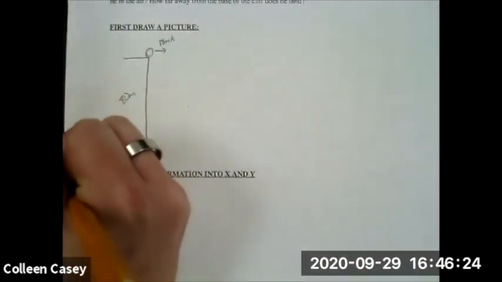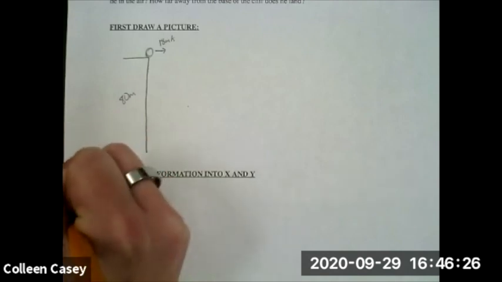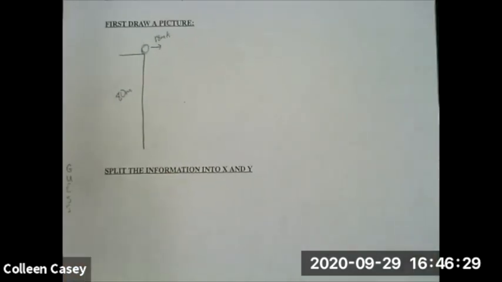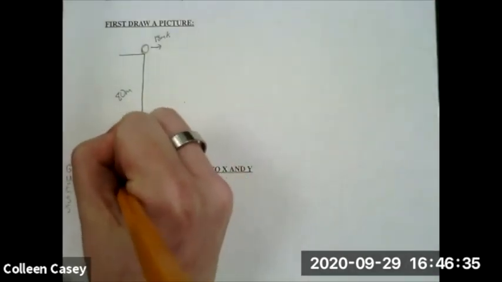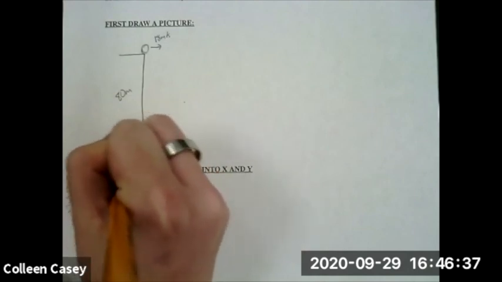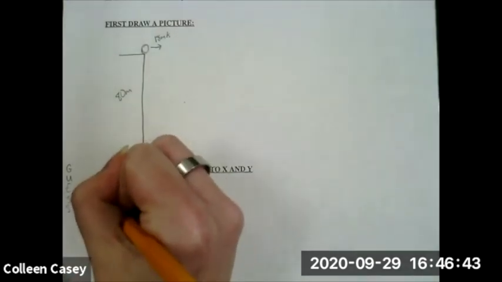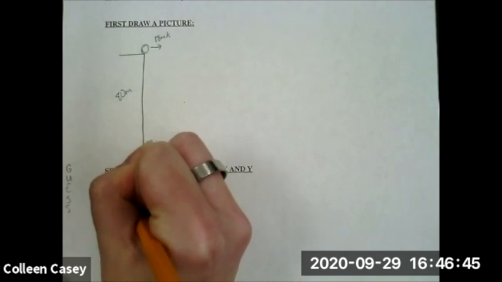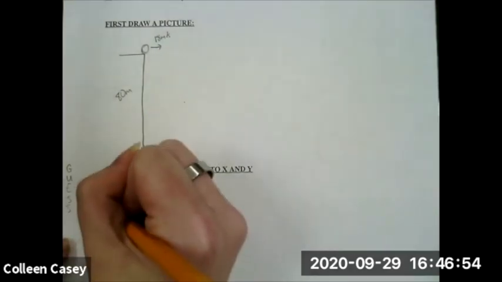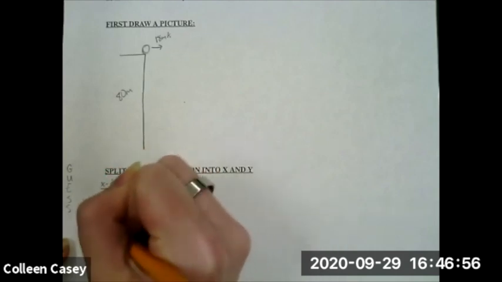So like when we use the GUESS strategy, the givens, unknowns, equation, substitute, solve, I'm going to start by what are my givens in the x. So here is the x direction. And what do I know? I know his initial velocity is 18 meters per second. I don't know how far he travels. I don't know how long he's traveling for. So I can say the distance is a question mark and the time is a question mark.